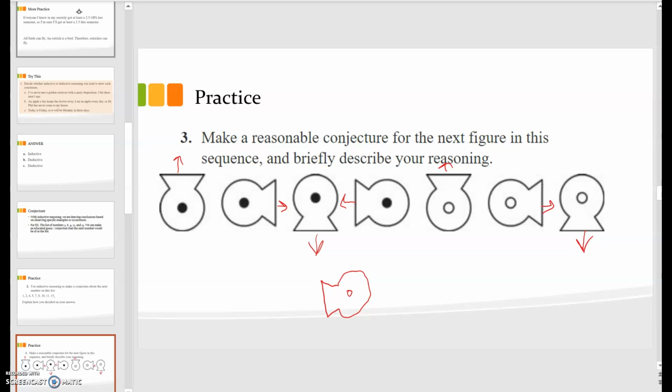But yeah, that's by using induction. We don't know for sure that it would be this, but based off of our previous figures in the sequence, we can assume that it will be this.